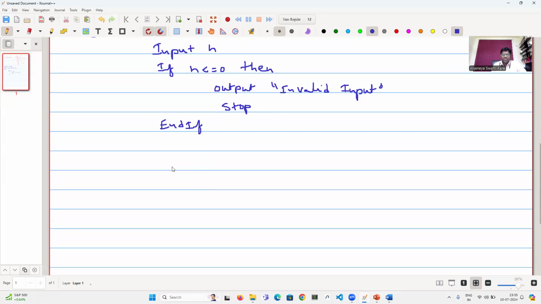Otherwise, we need to count the number of digits. So we take a variable count, count equal to 0, whose default value is 0. As I told you, we need to do division by 10 as long as n is greater than 0. That is why we are keeping a while loop. While n greater than 0, n equal to n divided by 10, and count equal to count plus plus. Count plus plus is basically count equal to count plus 1. End while.